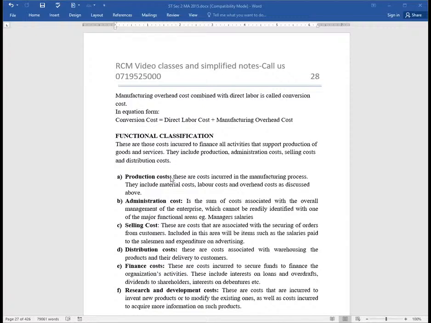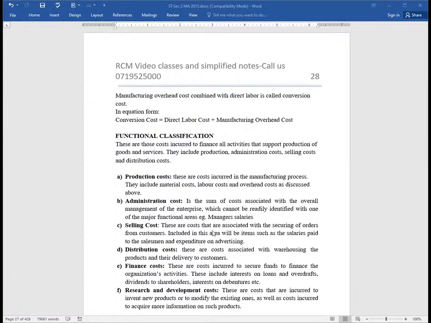So we have production, which we have as a key function. Production costs are costs incurred in the manufacturing process. They include labor, materials, and overheads as discussed above, direct overheads. Then we have administration. Administration is a key function of any serious entity. It's the sum of costs associated with the overall management of the enterprise, which cannot be readily identified with one of the major functional areas. A very good example of administration, ladies and gentlemen, will be the manager's salaries.